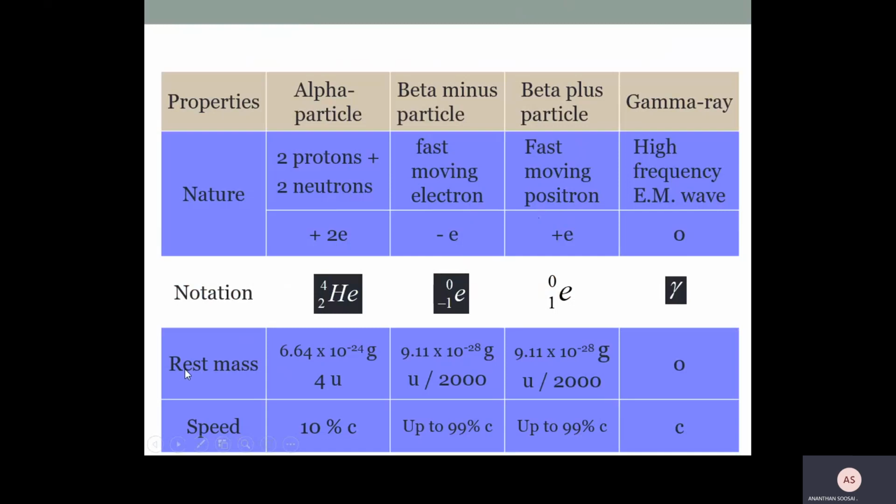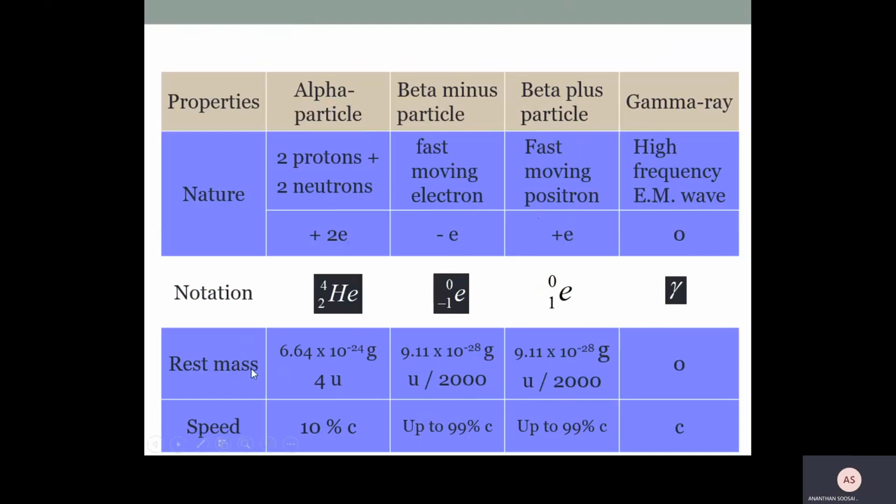Okay, the rest mass for alpha is 4u. Beta minus is 1u, and beta plus is also 1u. Last time we just took 4, 1, 1, but actually it's 4u, 1u, 1u. For the u at the back, you need to multiply by 1.66 times 10 to the power of minus 27 to get the mass in kilograms.